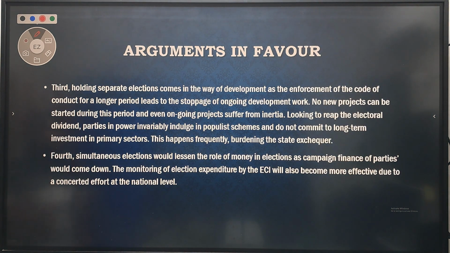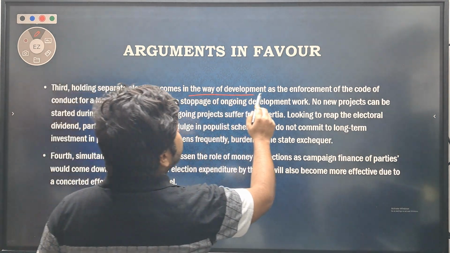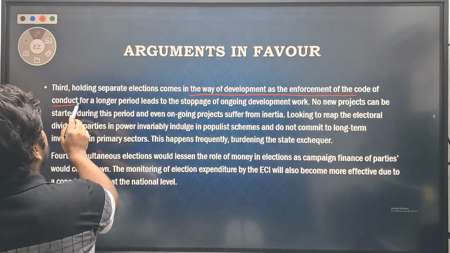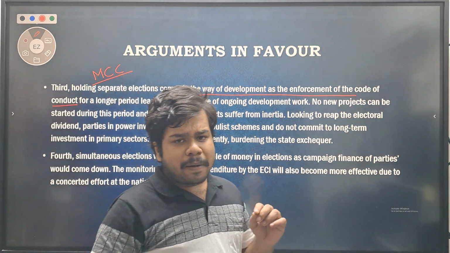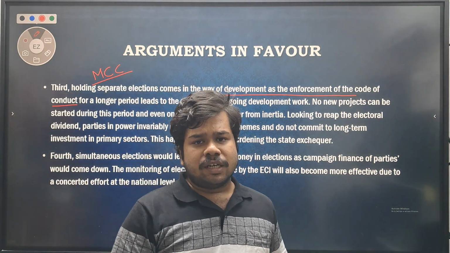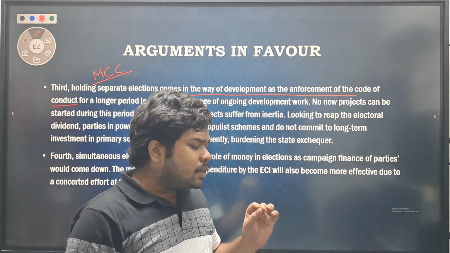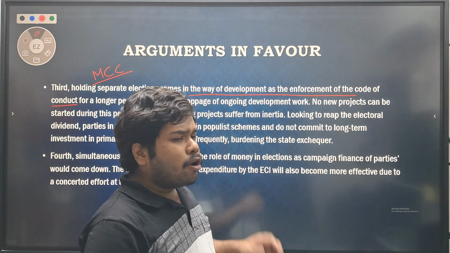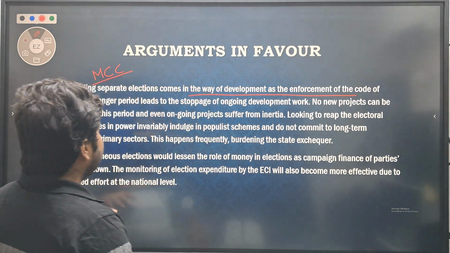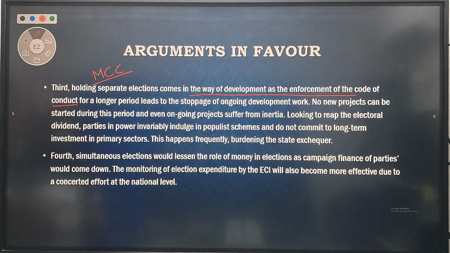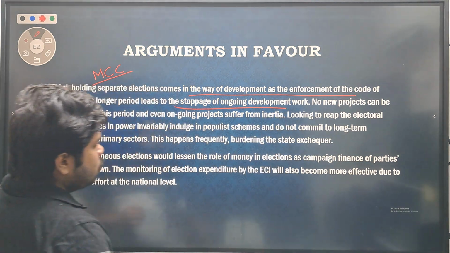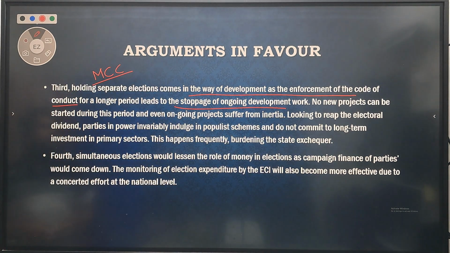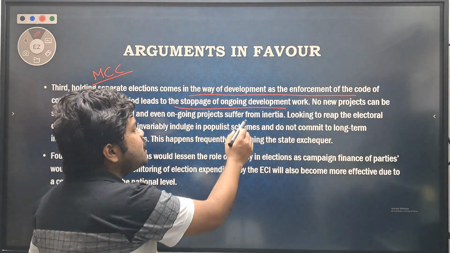Now, holding separate elections comes in the way of development because of the enforcement of the code of conduct. This MCC, the model code of conduct, comes in the way. When the Election Commission publishes the schedule of the elections, from then onwards until the counting of votes, the model code of conduct is implemented in the election zones. At that point of time, development basically stalls. This leads to stoppage of ongoing development work. No new projects can be started during this period. Even ongoing projects suffer from inertia.